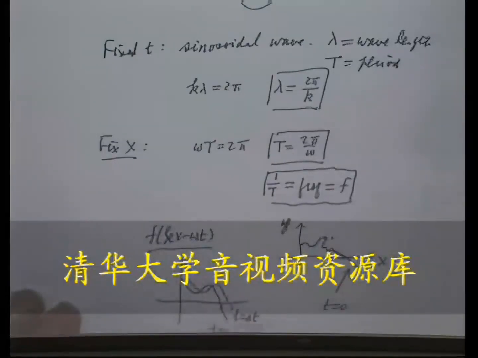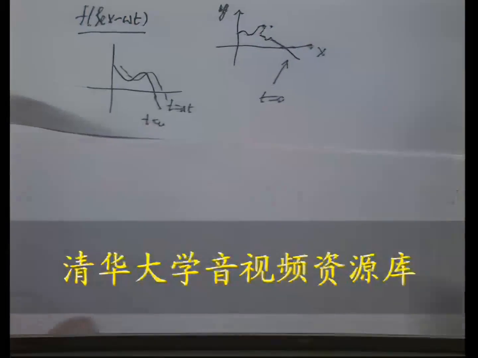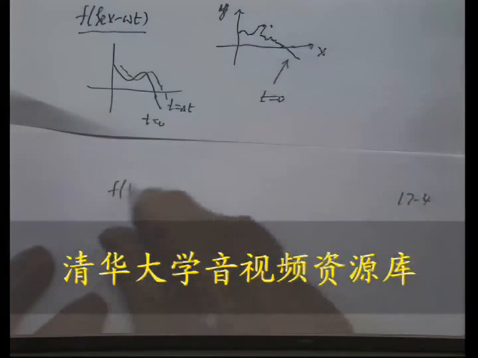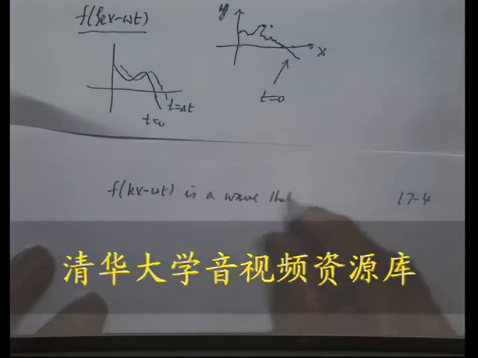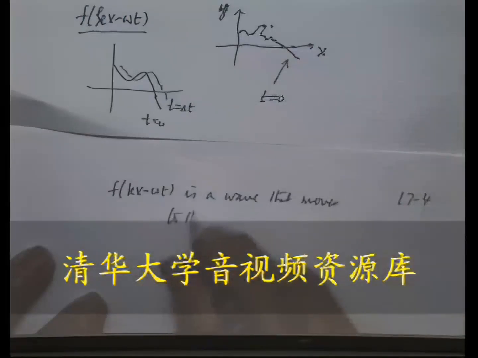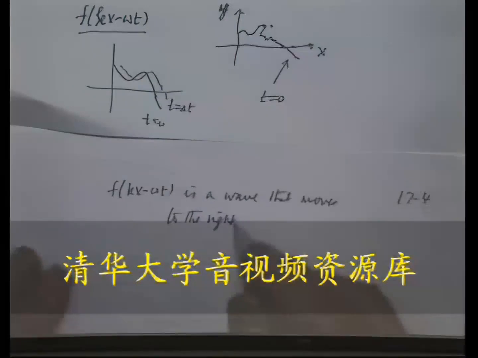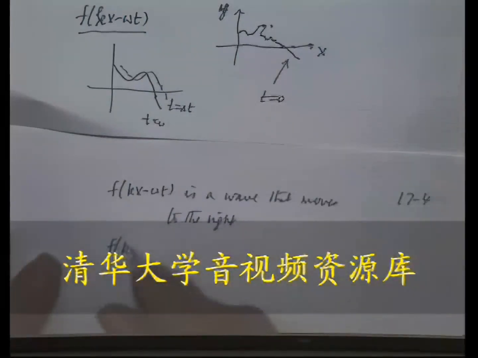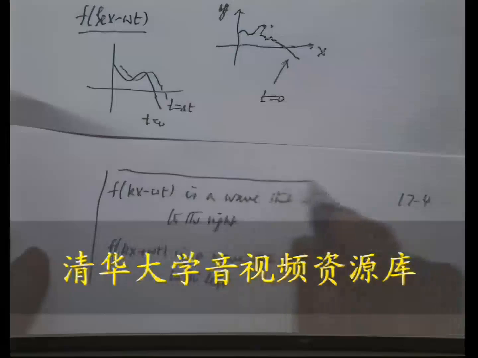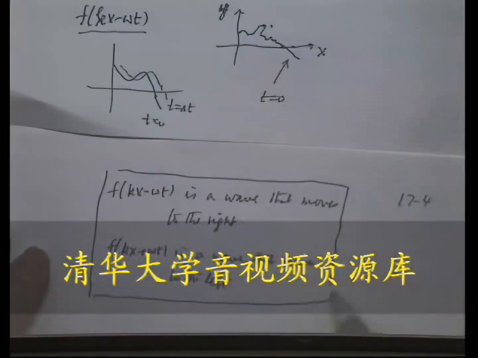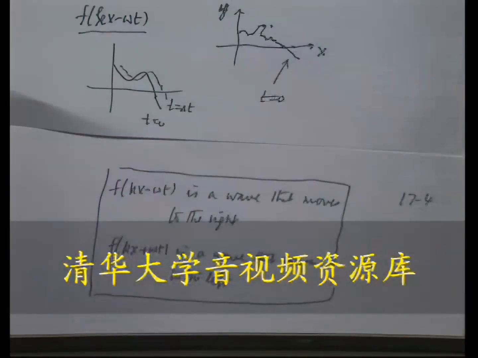In other words, the whole wave moves this way. Now the f of kx minus omega t is a wave that moves to the right. F of kx plus omega t is a wave that moves to the left. Is that clear?